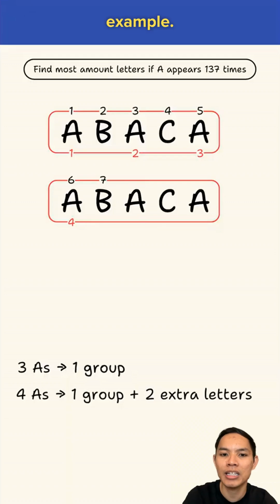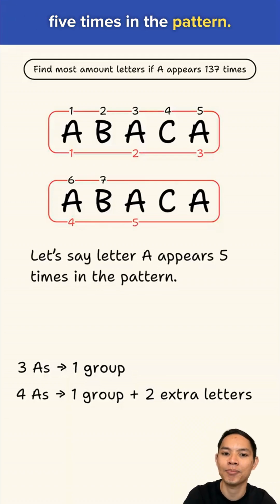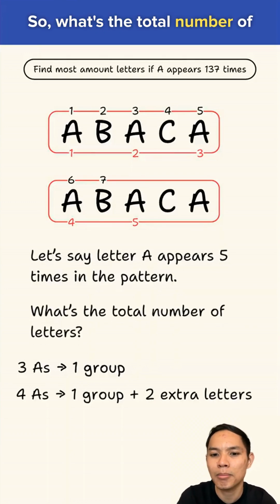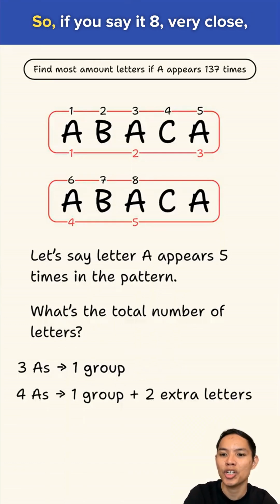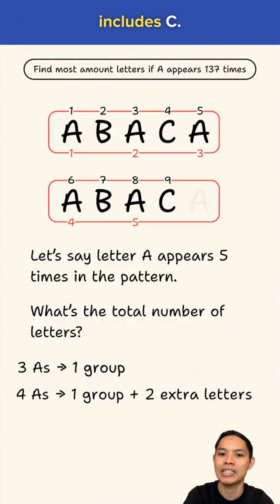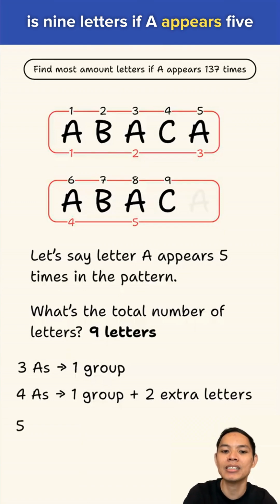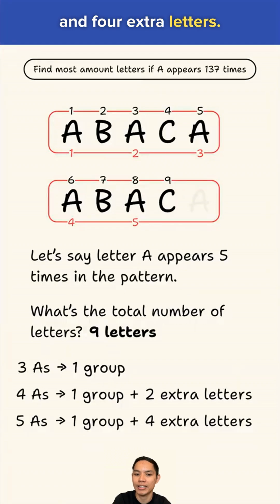Okay, let's move on to another example. Let's say letter A appears 5 times in the pattern. So we have the fifth A over here. What's the total number of letters if A appears 5 times? If you said 8, very close. The answer is actually 9. That includes C. So the most number of letters is 9 if A appears 5 times. So that means it's one group and 4 extra letters.